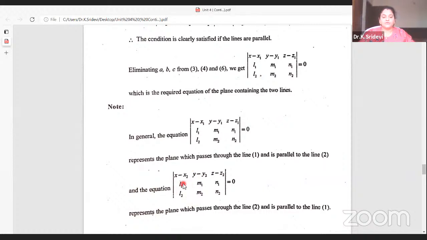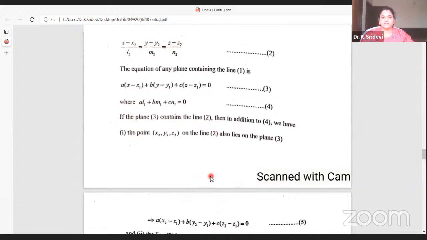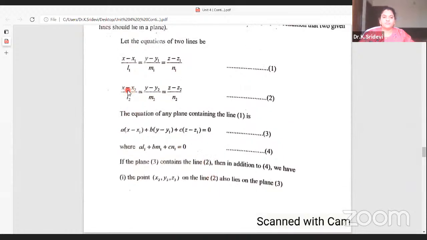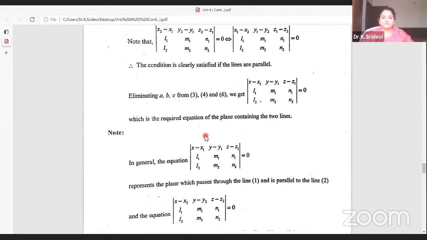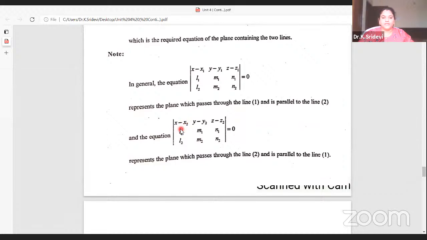And similarly, from the second given line, we can take x minus x2, y minus y2, z minus z2 as the first row. And L2, M2, N2, and L1, M1, N1 are taken as the second and third rows. So from the second equation, if we take these three as the first row, L1, M1, N1 as the second row and L2, M2, N2 as the third row, and the determinant value equals 0, it represents the equation of the plane which passes through the second line and is parallel to the first line.